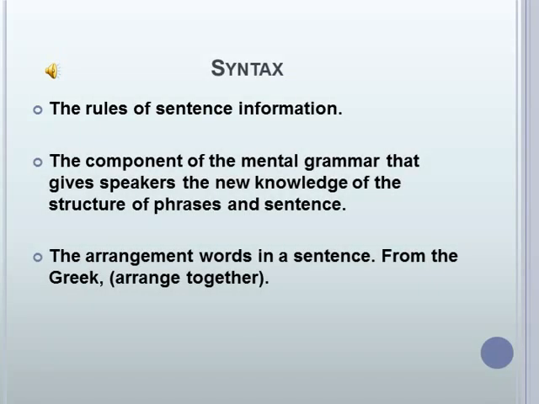Now we're going to talk about syntax. Syntax is the rules of sentence formation, the components of the mental grammar that give speakers the knowledge of the structure of phrases and sentences. It is the arrangement of words in a sentence, from the Greek for "arrange together."